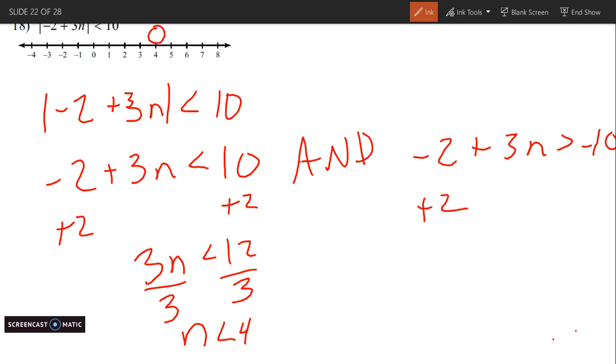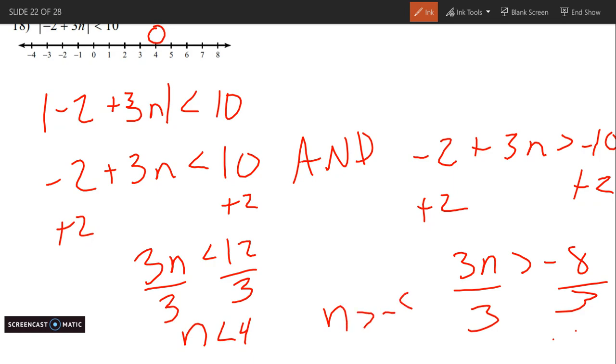And add 2 to both sides. 3n greater than negative 8, divided by 3 on both sides. N is greater than negative 8 over 3, which is like negative 2 2/3. So we're like right in here. And anything that is bigger than that, it's an "and" inequality, so it should be shading the middle, because that's where it overlaps. All right, see you in our last video.